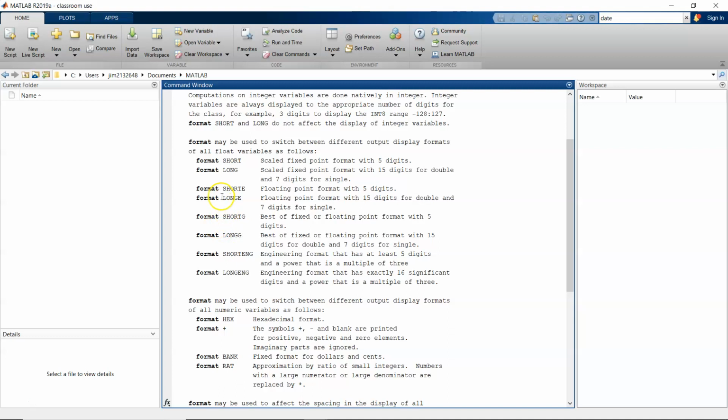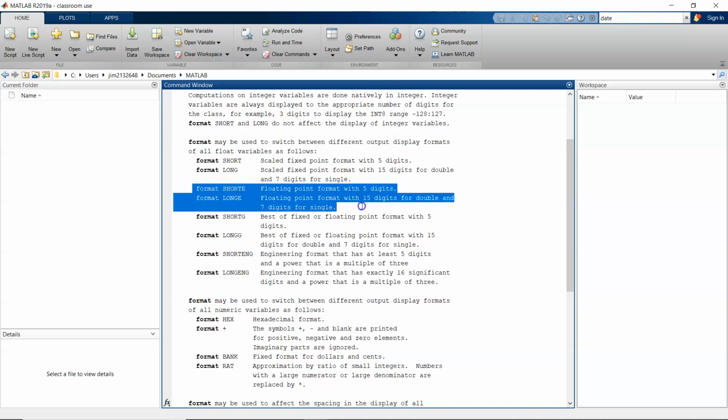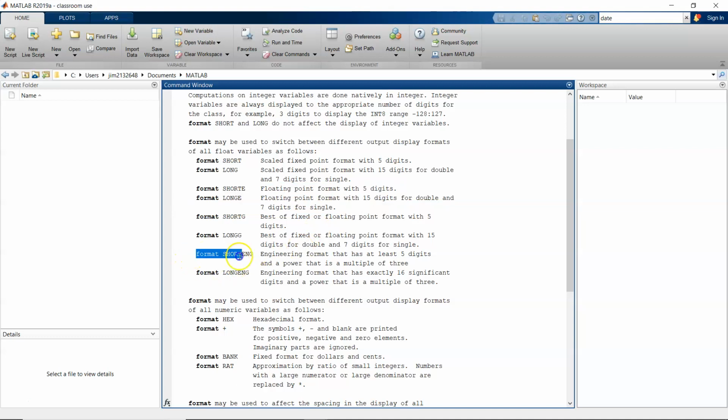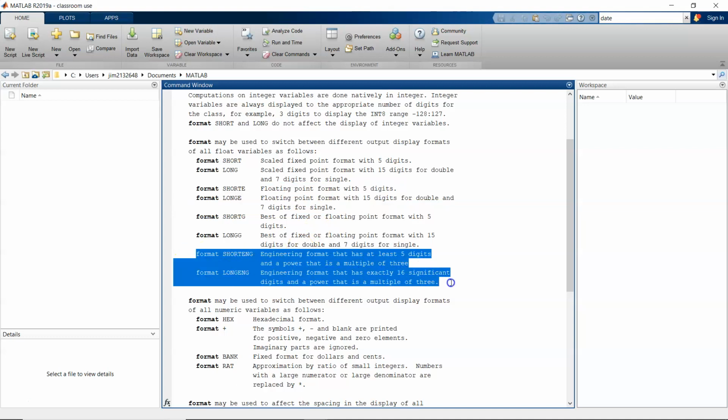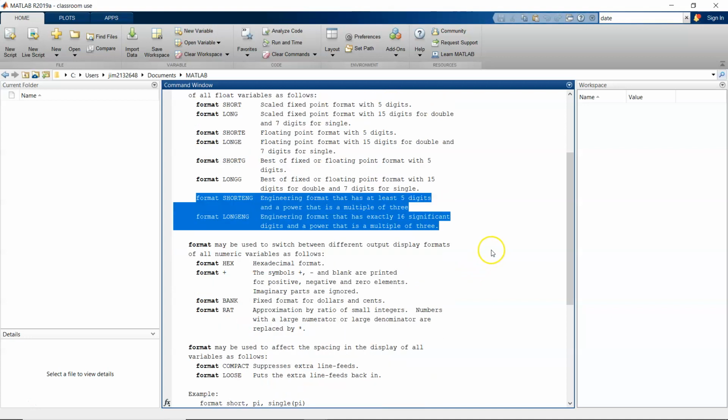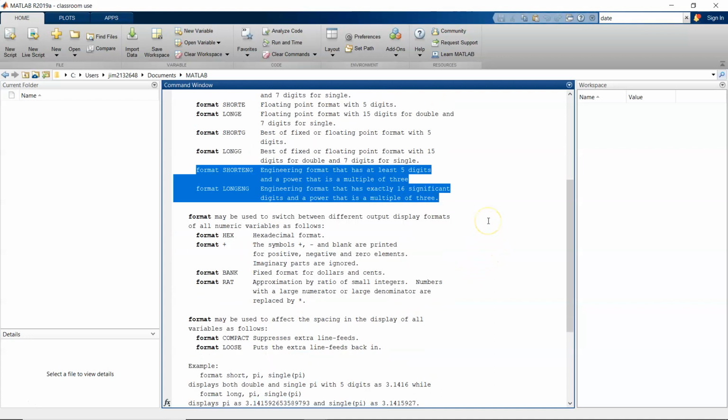There's engineering format. There's general format. They're kind of close to short and long. Oh, this is exponential format. Long E and short E are exponential. Short eng and long eng are engineering, which means that the power of 10 is always a multiple of 3. 0, 3, 6, 9, and so forth.